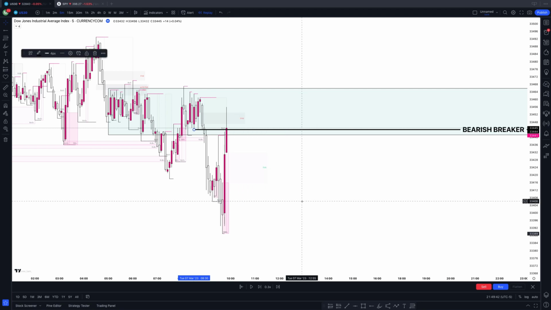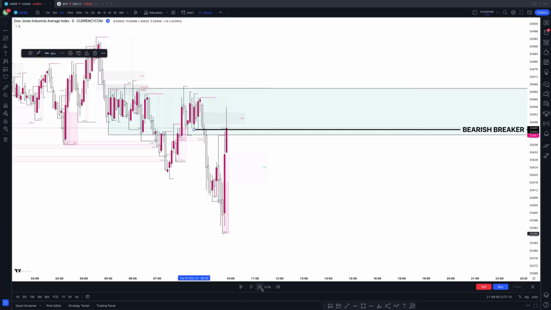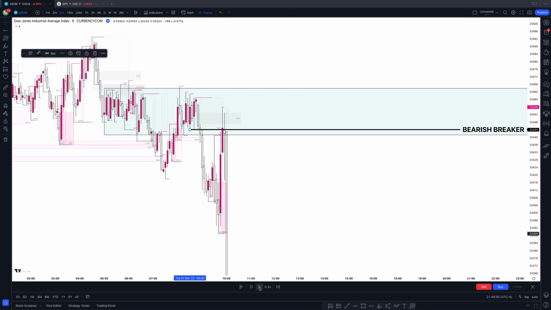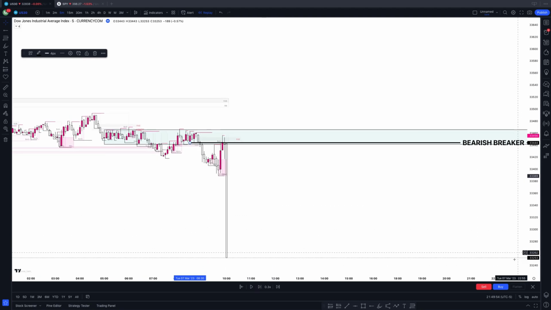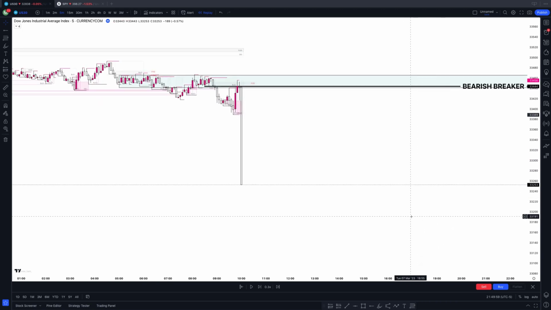So once price mitigated back into this fair value gap, it pretty much just sold off again. You guys see that strong selling candle there. And then the market just went haywire, down on sales. Look at that. Complete sales at this moment.